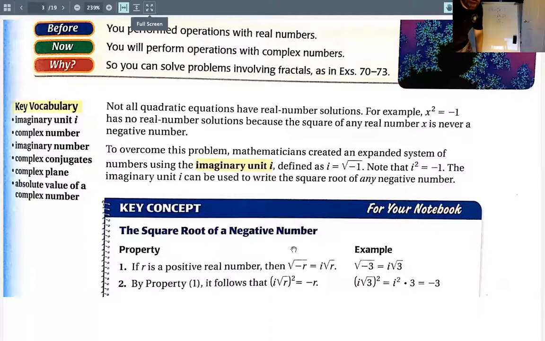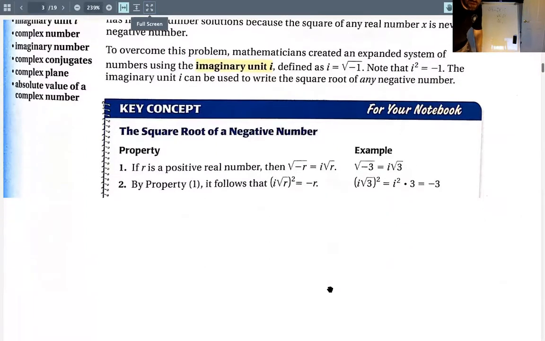Okay, and then look at this other case. When you have i root 3 squared, what happens when you square the i? Well, i squared is -1, and then root 3 squared is just 3. So you get -1 times 3, which is -3. That's how it works the other way. Any questions about what you're seeing there? No questions? All right.